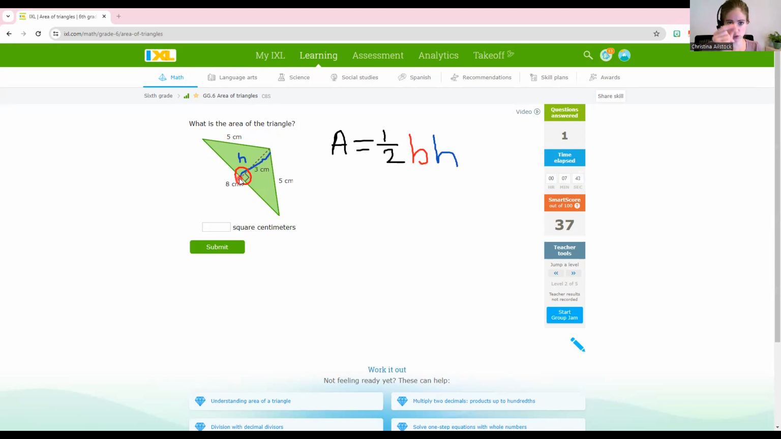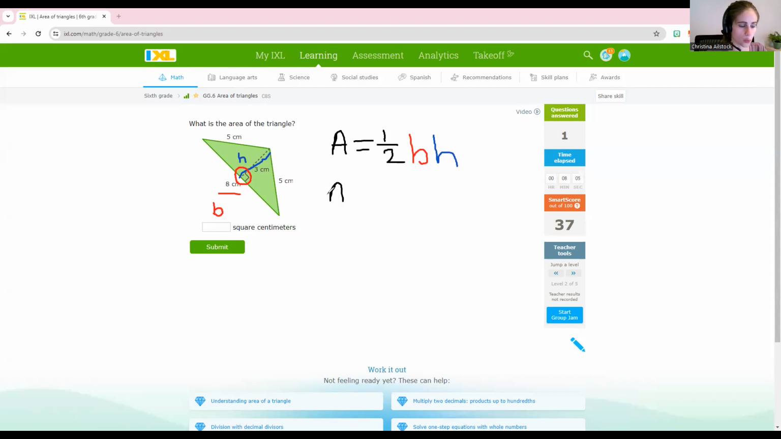It's that height, if it's drawn there for you, like a lot of them are, it's going to go from the base to the top. So we have a base of 8 centimeters. Now that we've identified our information, let's substitute it, plug it into our formula, and solve.